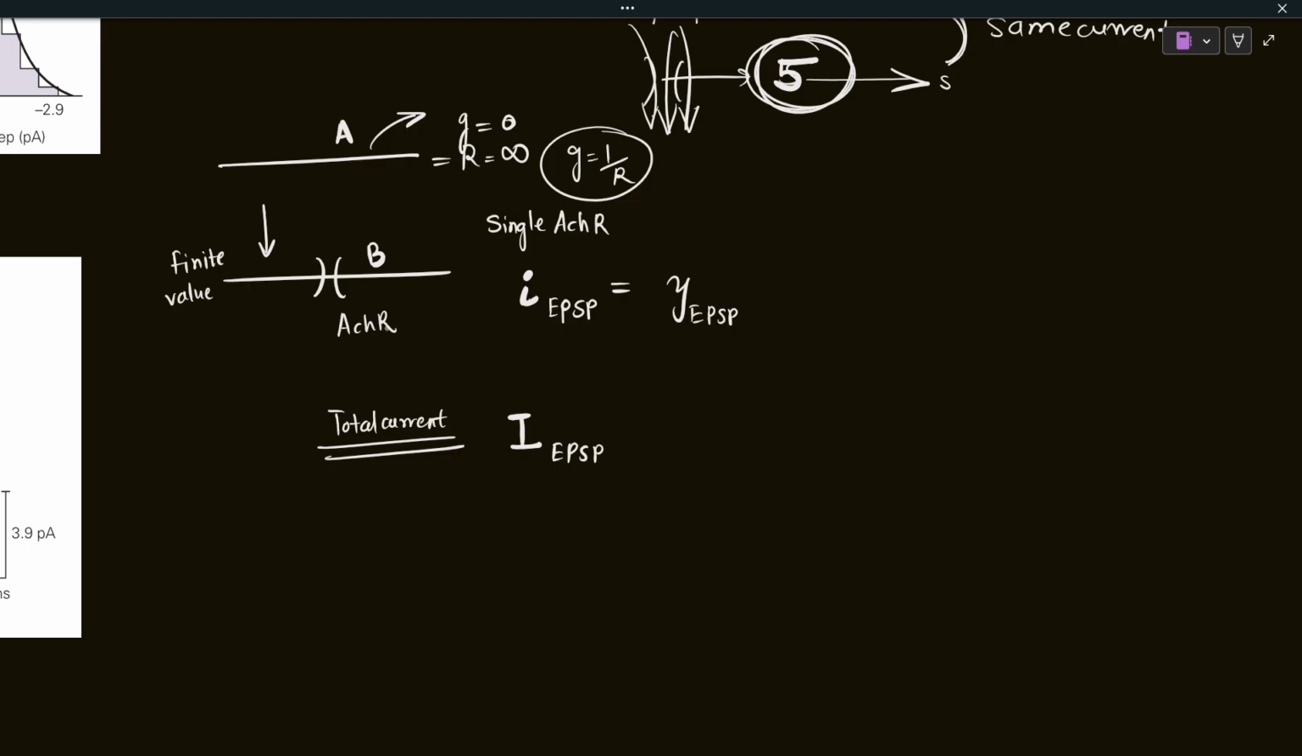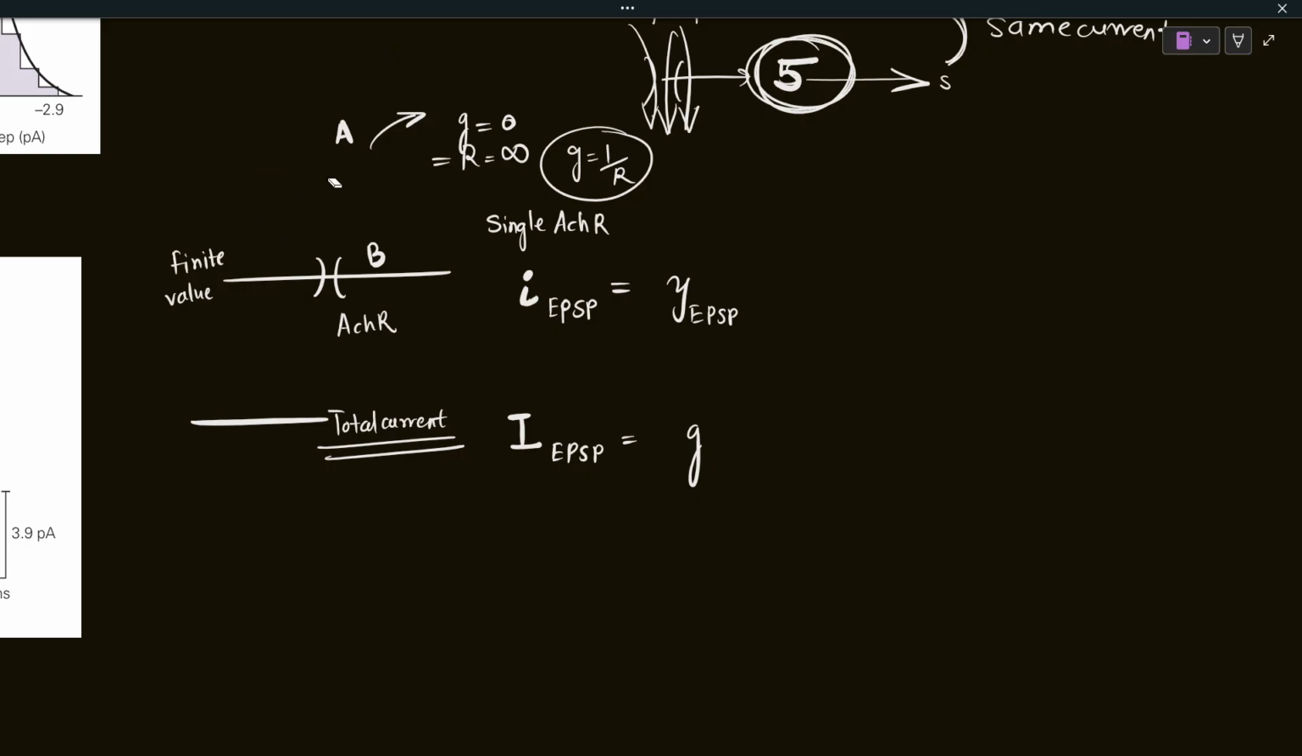The membrane B, which has one acetylcholine receptor, will have some conductance value, which will be higher than the conductance of A, because A is zero. So the conductance of membrane B will be higher than whatever membrane A has. And if I increase the acetylcholine receptors, conductance is going to increase. That will make a conductance G. So this G is the conductance of the membrane.